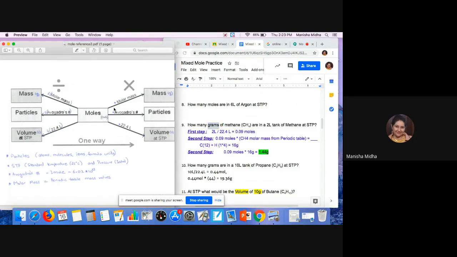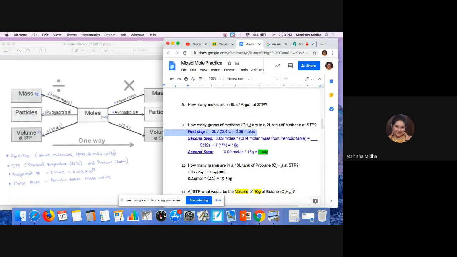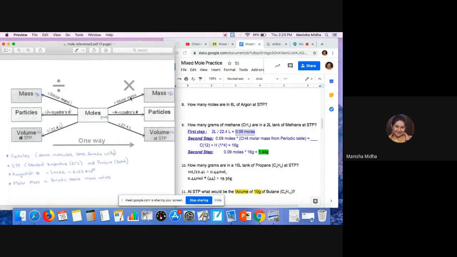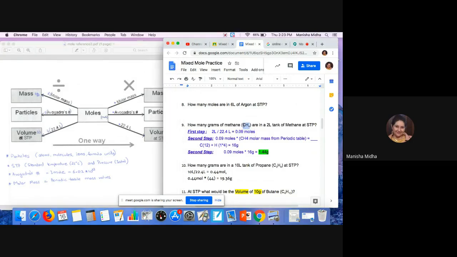Now moles has to lead us from left to right because we can only go in this direction. We cannot go this way. We have to go this way. So going this way means moles to mass, you multiply. So you already have 0.09 moles right here, 0.09 moles. And from here you multiply with the molar mass. Molar mass is not a fixed number because every time you will be given a new molecule. Like in this question, you have CH4 as your molecule.